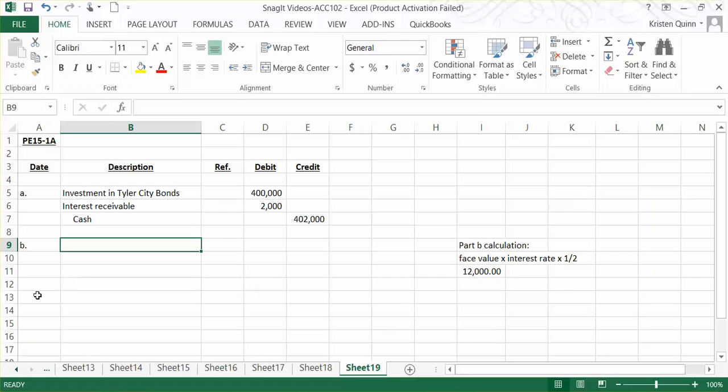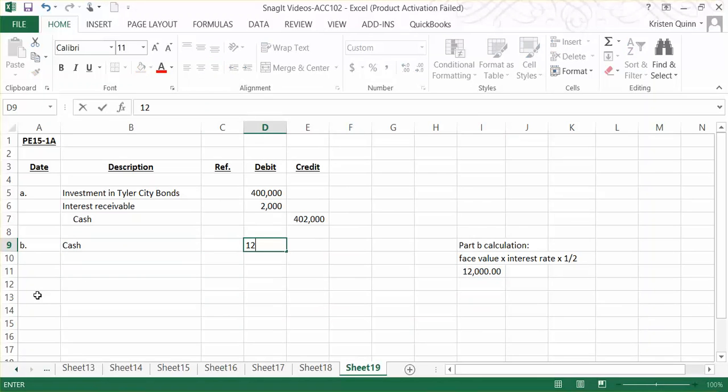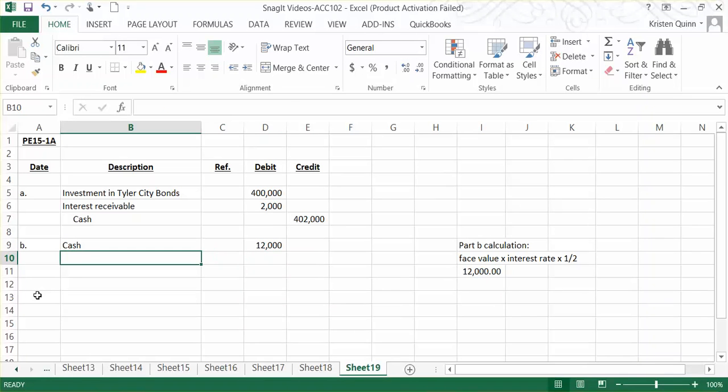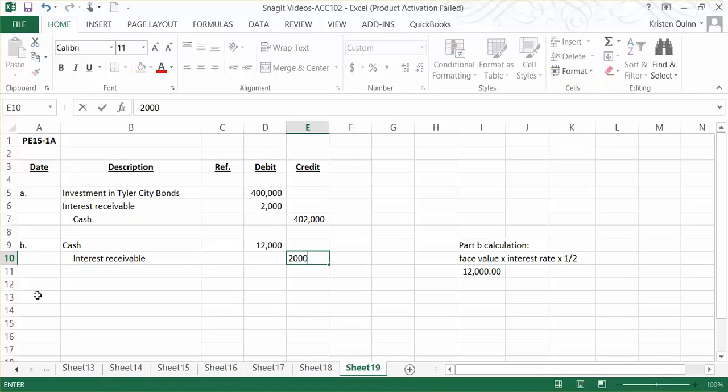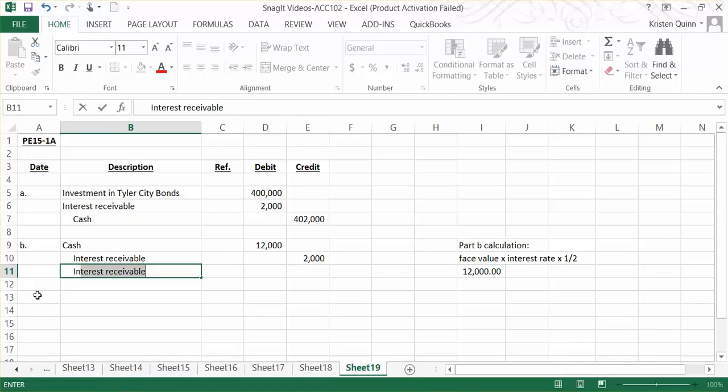We again are the investor, so we are receiving the cash in the full amount of the $12,000. However, we have not been the bondholder for that full 6 months, so we cannot record interest revenue for the full $12,000. We are now receiving back the $2,000 that we had given previously to the prior bondholder, and the remaining amount is interest revenue of the $10,000.